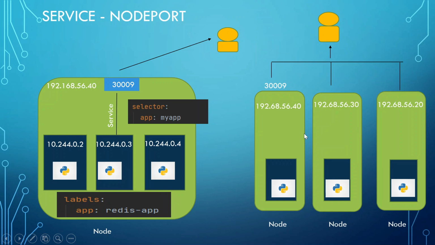Now on the right-hand side, there are multiple nodes with multiple pods. In the current slide, I have given each node one pod, and inside it the application is running. Even in such cases the principle is the same, and you are able to access the application using the node IP with the port number.